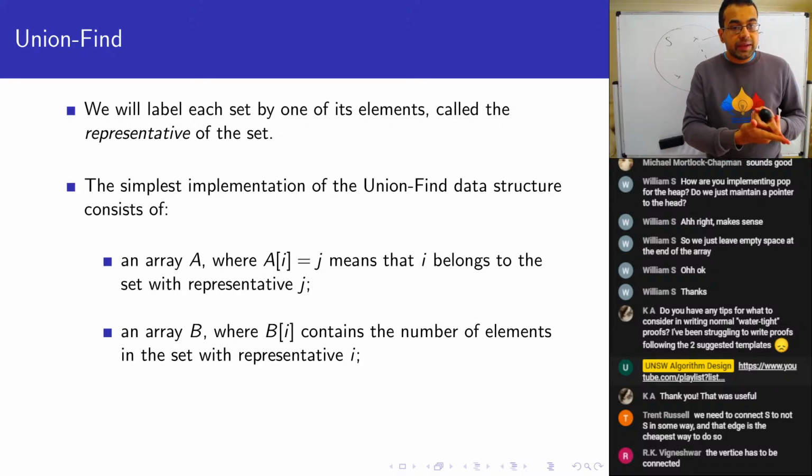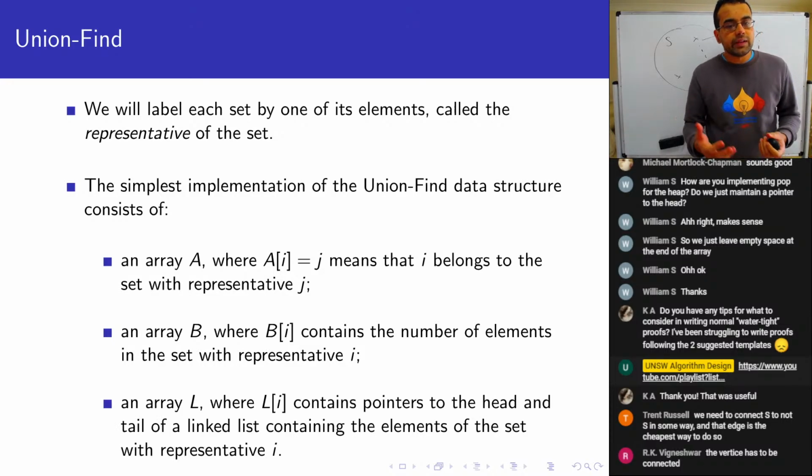The second array is B, the count array. This is saying for every element I, how many things call me their representative. So array A records the captain of every element of the entire set. Array B records how many things call me captain. Finally, array L is the list array, and this contains pointers to the head and tail of some linked list containing all the B[I] many things whose representative is I.